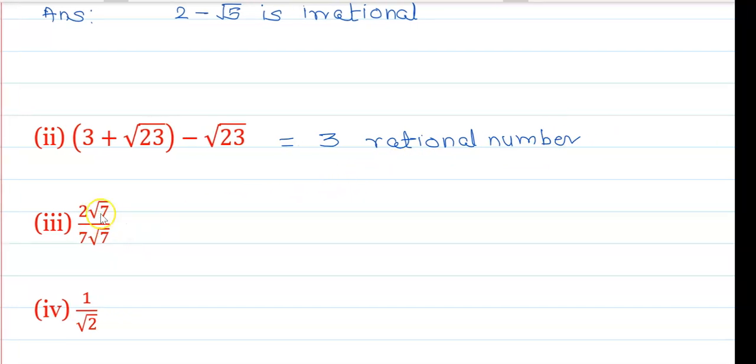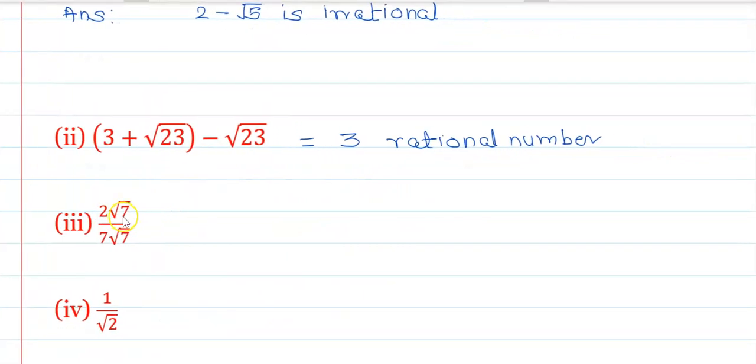Next, 2 root 7 upon 7 root 7. Here root 7 and root 7 get cancelled and you are getting 2 upon 7. This number is a rational number. Next, 1 upon root 2.